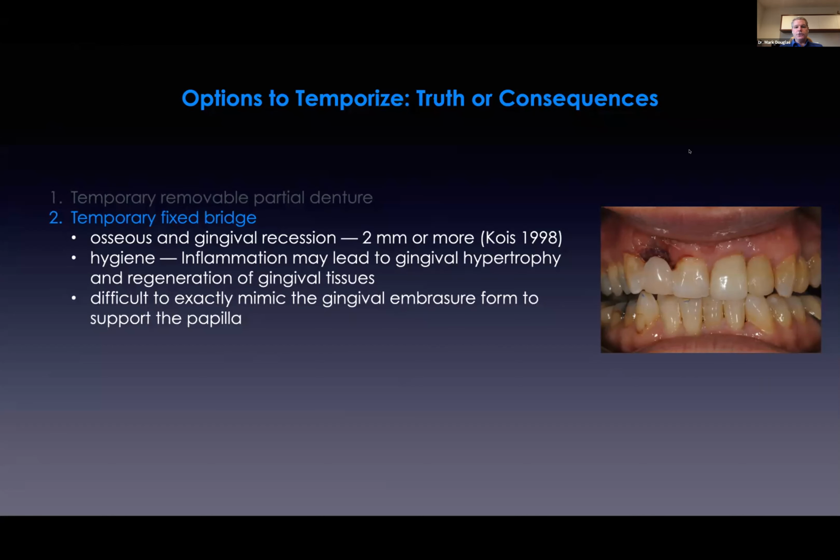So you will still get your 2 millimeters of recession because you haven't immediately provisionalized. Hygiene can be a problem with these because you can get plaque buildup in here, which would lead to gingival hypertrophy. And it's difficult to exactly mimic the gingival embrasure that existed prior to the extraction. So it's tough to get ideal papilla support. And I haven't done the final restoration on this one. She's probably due about now, but we have been off now for 2 months.